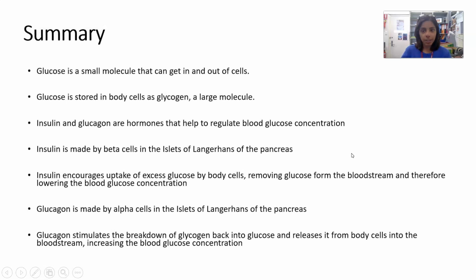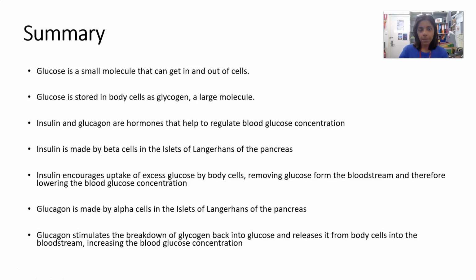Okay, so just a quick summary of what we've learned so far. We know that glucose is a small molecule and it can easily travel around the body in the blood and in our body cells. In order for it to be stored, glucose must be converted into glycogen, which is a large molecule. The hormones insulin and glucagon, sorry, that's a typo, that should say glucagon, they regulate the amount of glucose in the bloodstream.